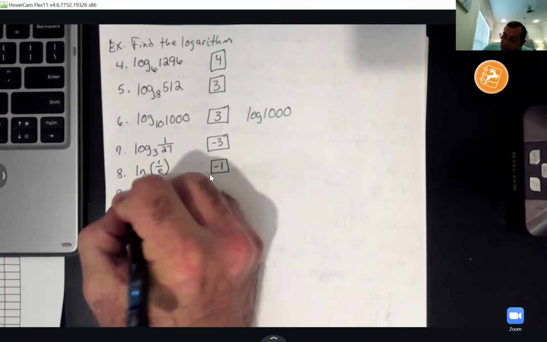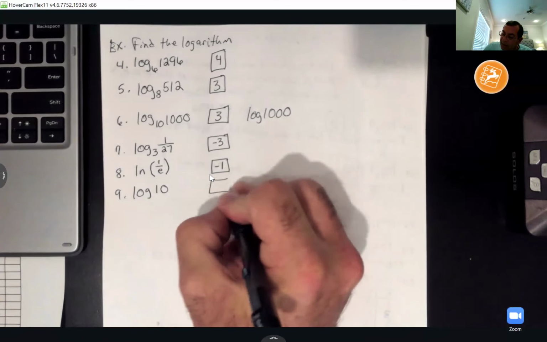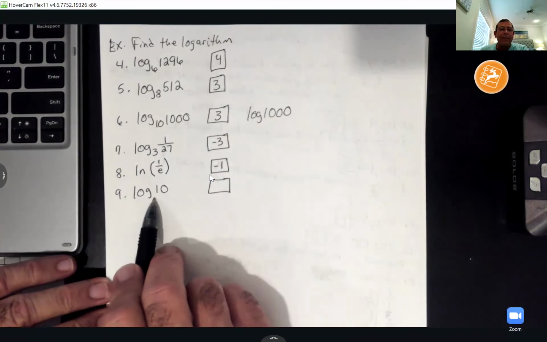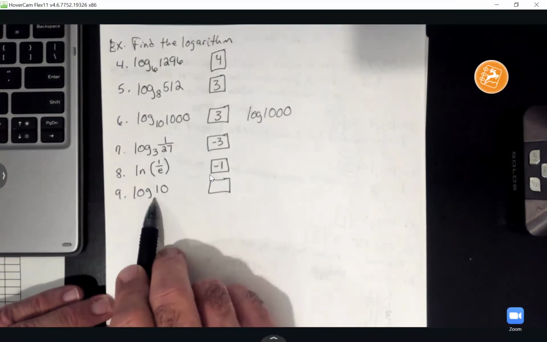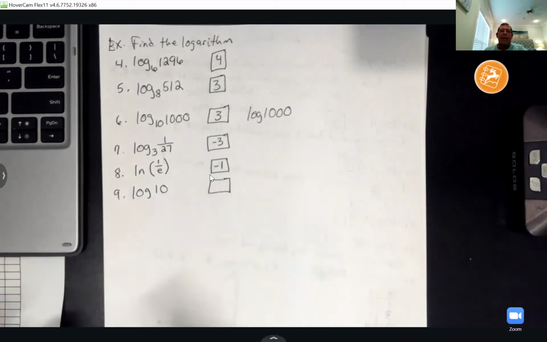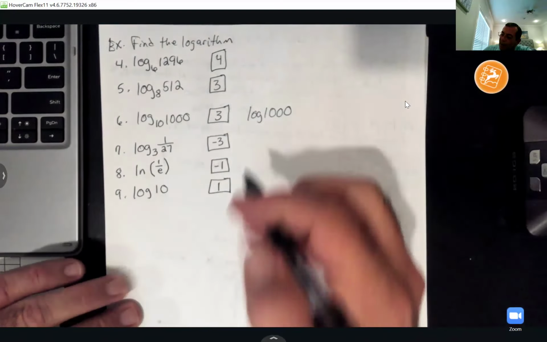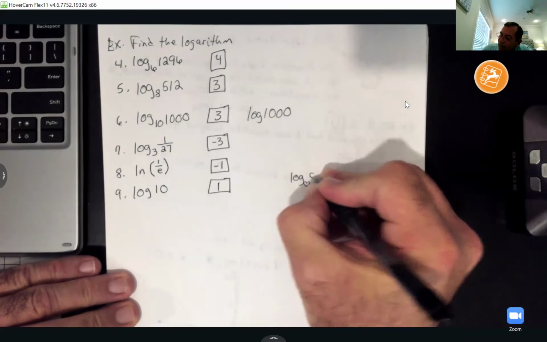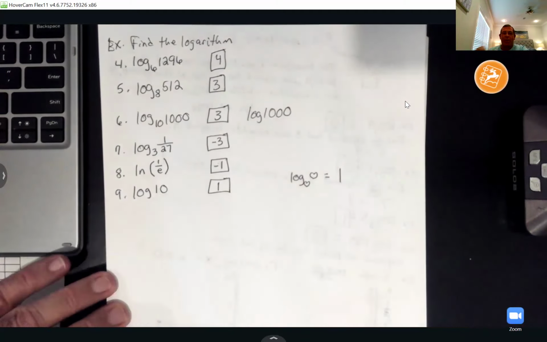All right, 9 was log of 10. So you got to remember, what's the base? 10. So you got a base of 10, but the result is 10. So there's only one exponent I can put there: 1. So y'all notice anytime your base matches the result, that's always going to equal a 1, okay?